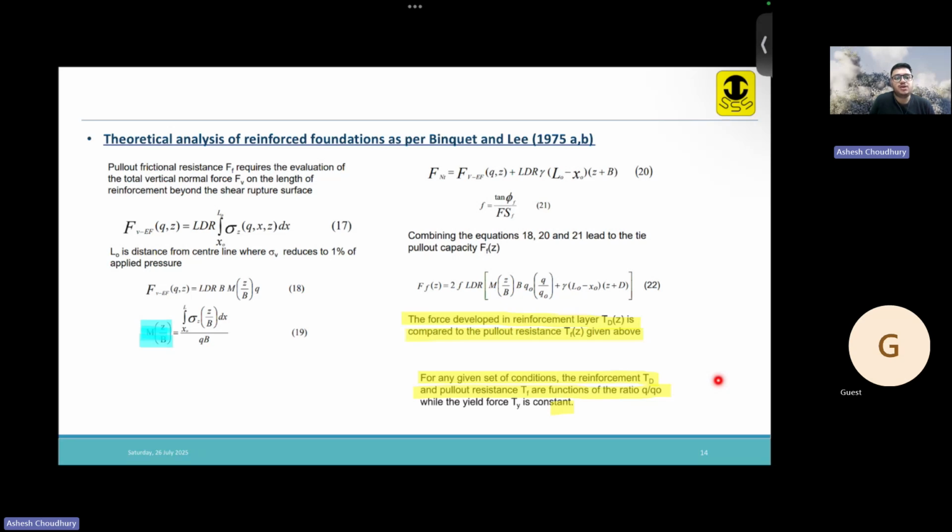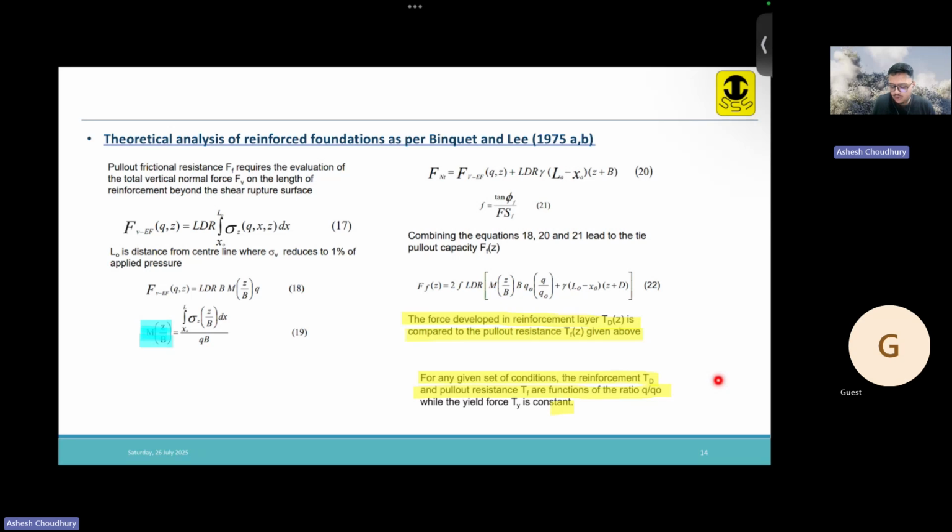FF requires the evaluation of the total vertical normal force FB on the length of the reinforcement beyond the shear surface. So how can we determine the FF? For FF, we have to determine the FB on the length. It is the total vertical normal force. Now, from where can we get the total vertical normal force? We can get it by integrating the vertical stress.